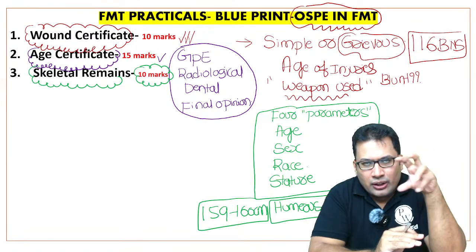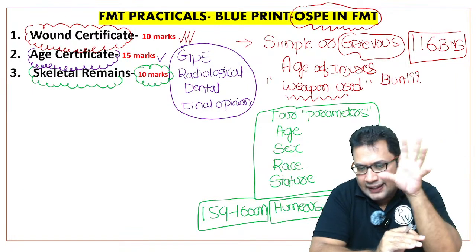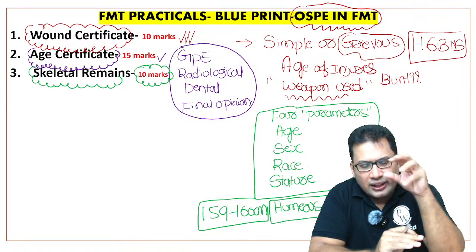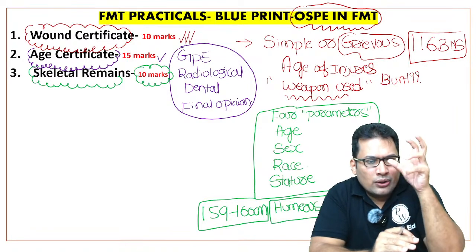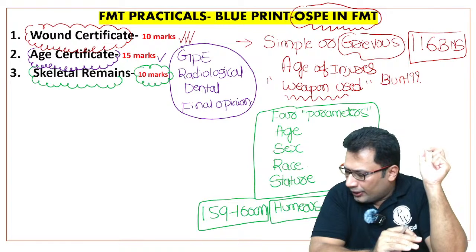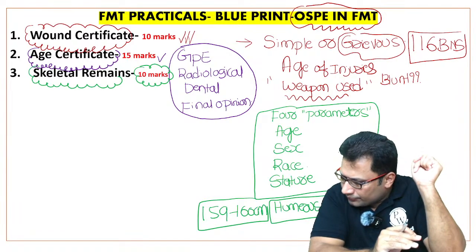So, have you understood? Okay, three important certificates. Yes, guys, yes or no? Just say yes or no. Till this point, have you understood? Wound certificate, age, and skeletal remains. Say yes or no in the chat box.